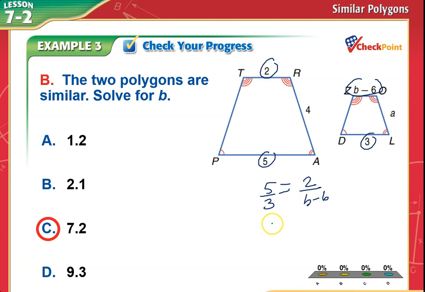Then we're going to cross multiply, and we get 6 is equal to 5b minus, looks like what, 30. And we're going to add 30, and then 36/5 is my answer. 36/5 is 7 1/5. And 1/5 ends up being 0.2, so we're good.